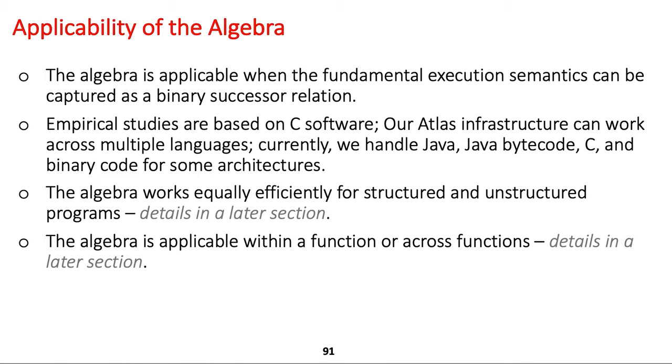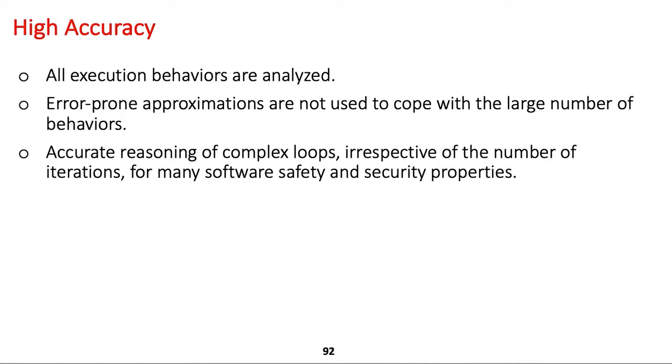The algebra is applicable within a function. All our examples so far have been within a function. Later on, we will look at how to apply the algebra across functions. We get high accuracy because all execution behaviors are analyzed accurately. We do not use error-prone approximations, and we can do accurate reasoning of complex loops irrespective of the number of iterations.